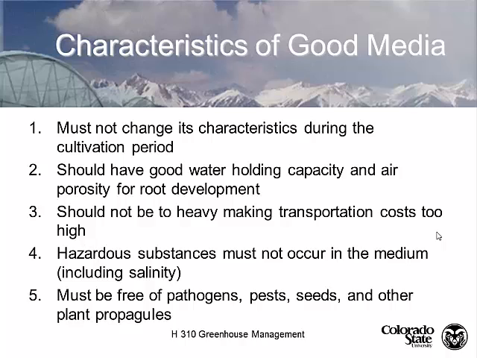And it must be free of pathogens, pests, seeds, and other plant propagules. One of the biggest pains to do is to grow a crop that's full of somebody else's waste plants. We don't want to have to deal with grass coming up in our pot of pansies. We want to make sure it's free of insects, pests. That's how Japanese beetle got into Colorado, was through contaminated soil.